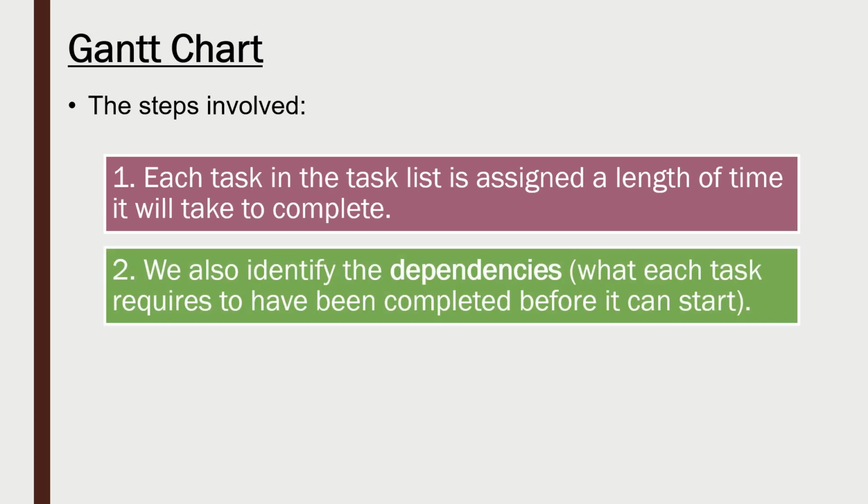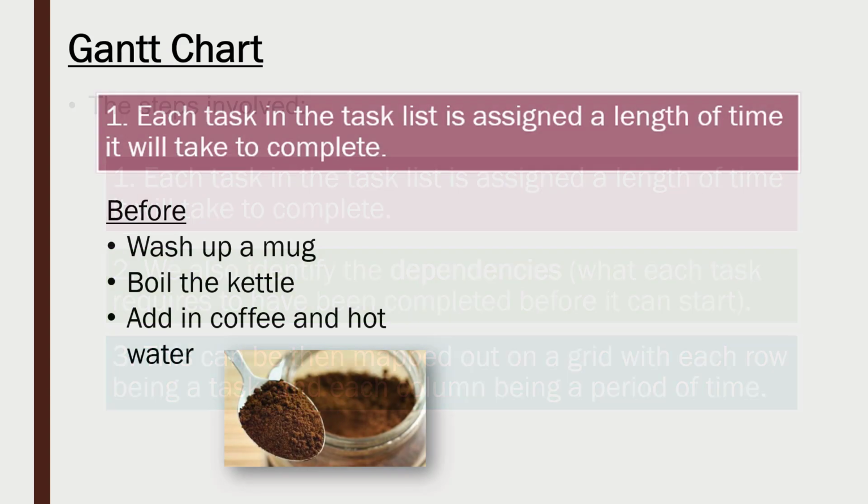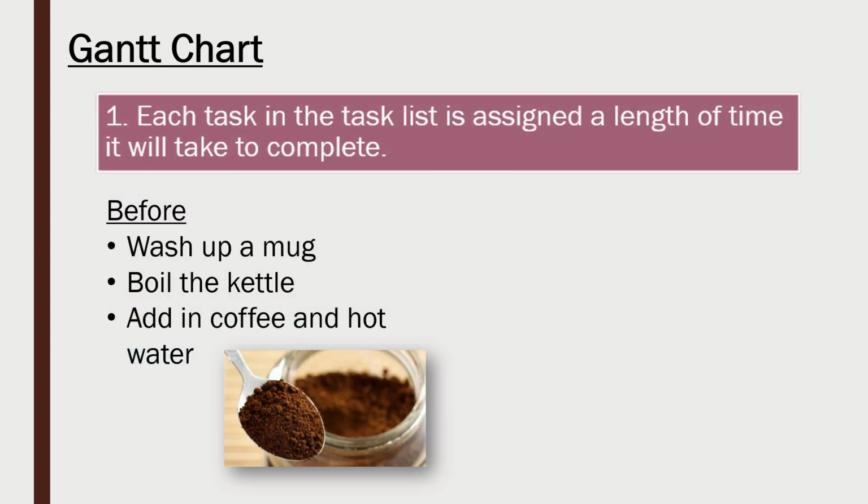So I would say there are three main steps to creating a Gantt chart. You don't need to, in this exam, create your own Gantt chart, but I think it's worth knowing how they can be built. So let's take each one step by step. My example here is a stupid one. Let's say my task list is all about creating a coffee.